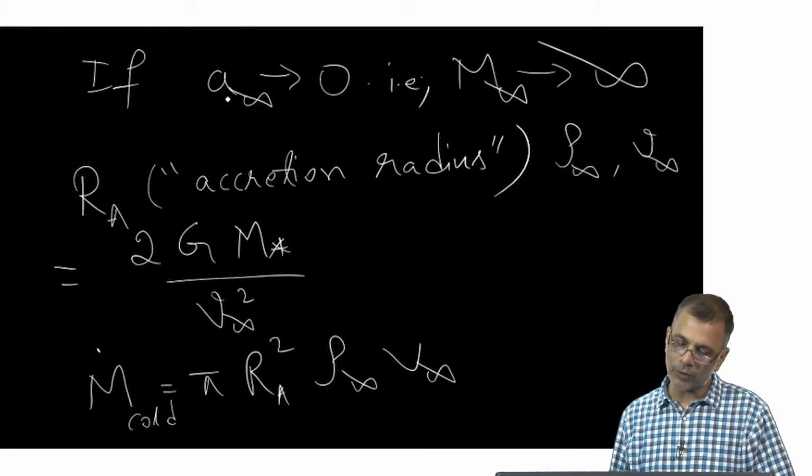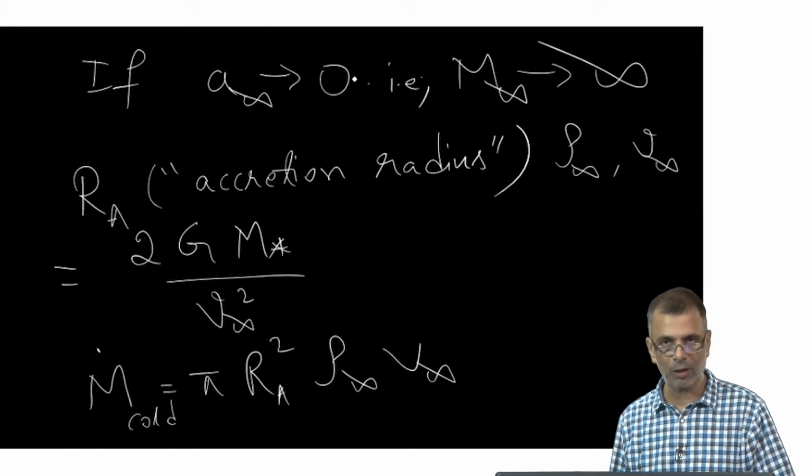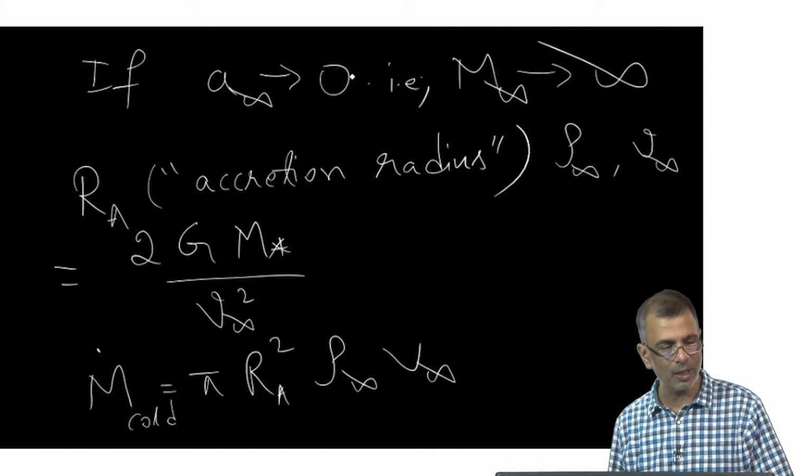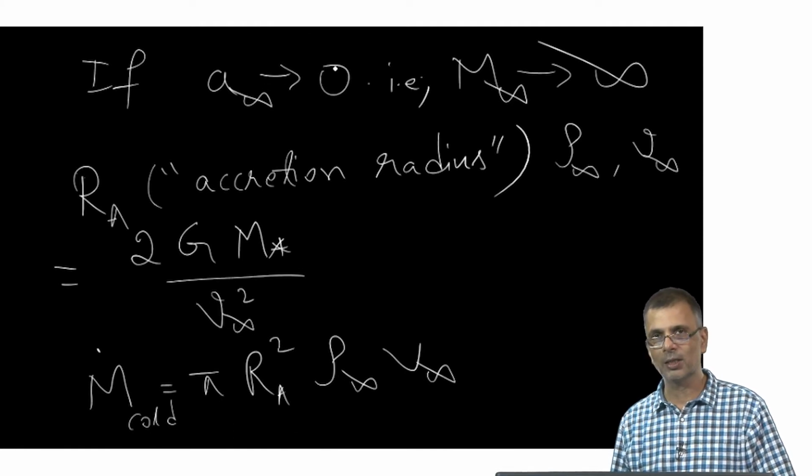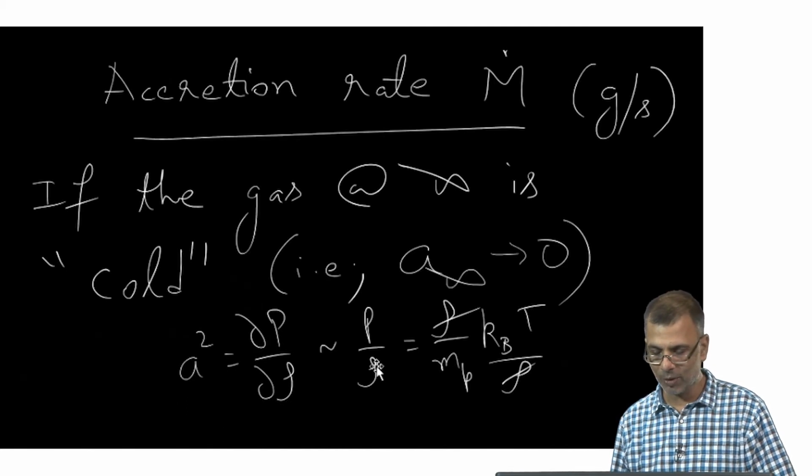Now, another way of saying that the sound speed tends to 0 at infinity is saying that the pressure at infinity is essentially 0. Why? Well, because the sound speed is essentially pressure over density. You have a finite density, so if the sound speed tends to 0, then the pressure also tends to 0. Is this a very realistic thing? Not really. It is hard to think of a situation where the pressure of the interstellar medium, no matter how far it is from the central object, is actually 0.